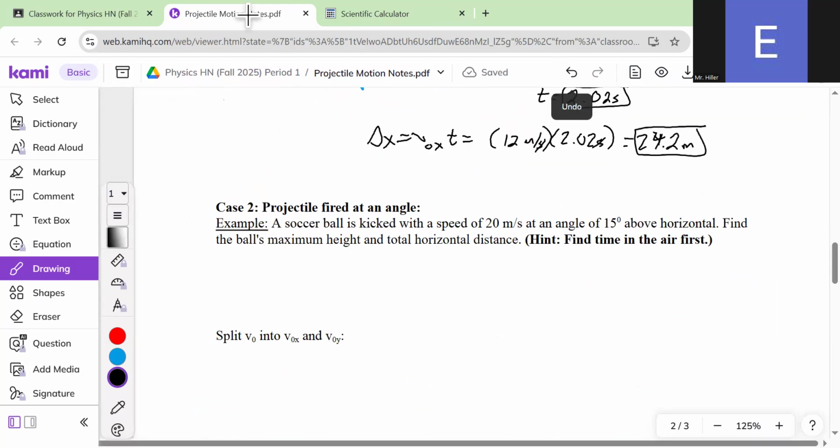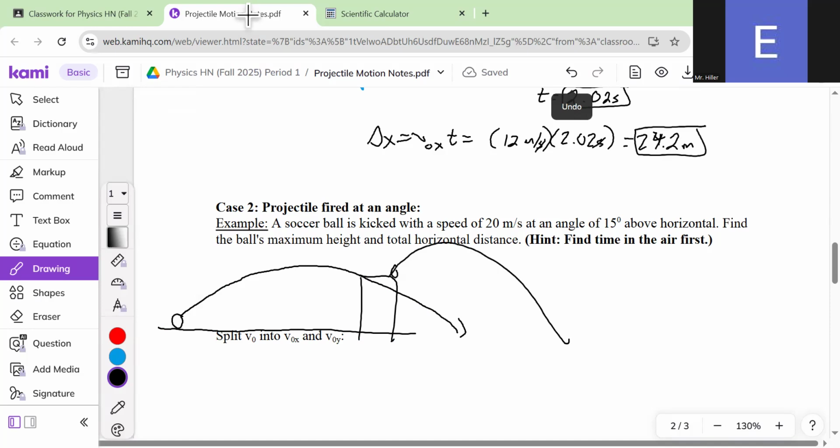Case 2. What happens when you have a projectile fired at an angle? Like a soccer ball kicked from the ground, and it launches and lands. Now, it can launch and land on the ground. It could land on the roof of some building. It could be launched from a building and land on the ground. There's a variety of ways that you can have an angle projectile problem. But let's look at the information given. It's kicked with a speed of 20 meters per second. That's my V naught, at an angle of 15 degrees above the horizontal. That's my theta.